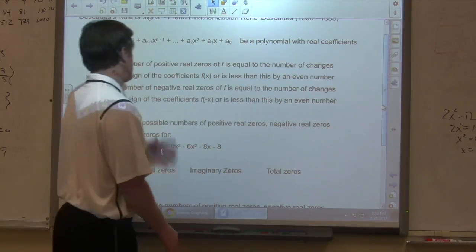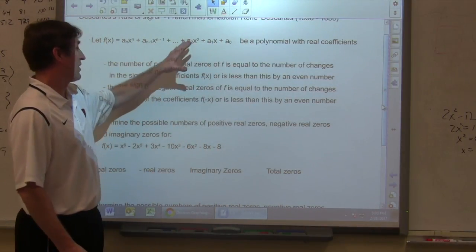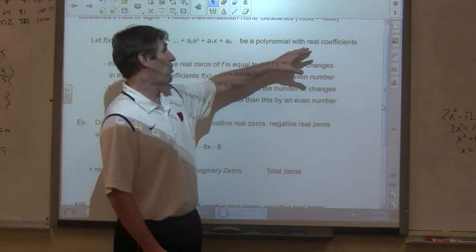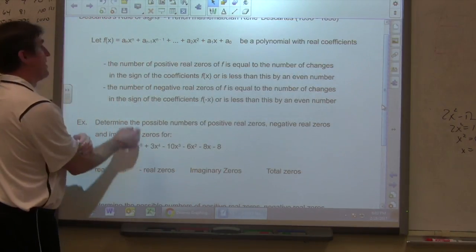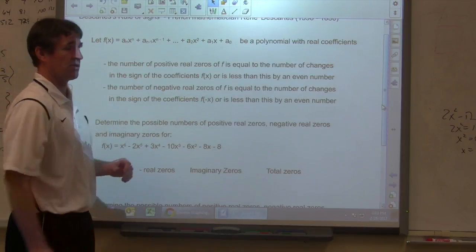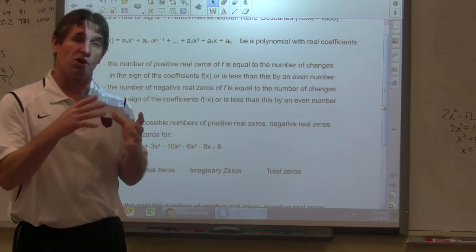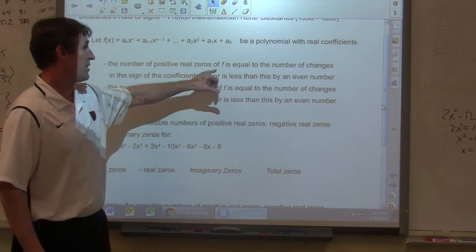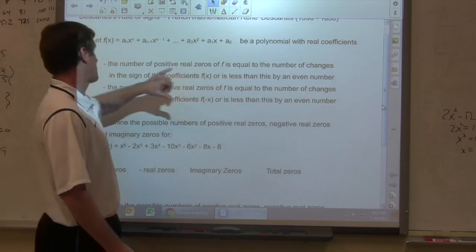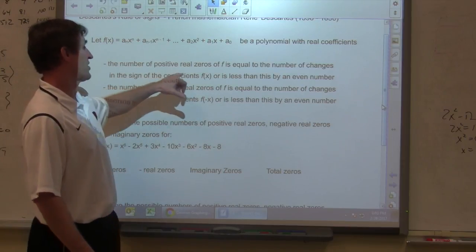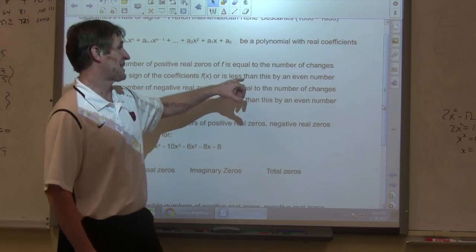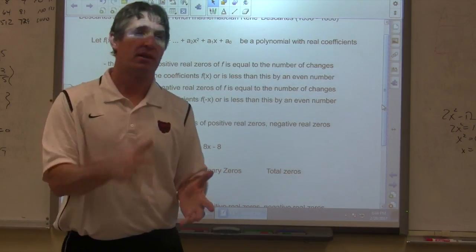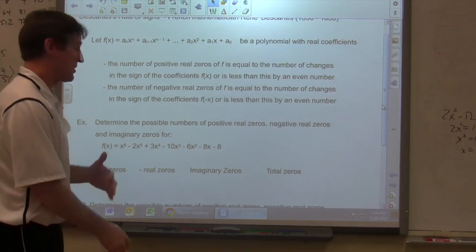So again, this is just a function with variables. If f of x is written in this form, and it's a polynomial with real coefficients, then the number of positive real zeros, where it crosses the x-axis, is as follows. The number of positive zeros for the function f is equal to the number of sign changes in the coefficients of f of x, or is less than this by an even number. It sounds complicated, so write it down, and then we'll go through some examples. It's really not that hard to do.